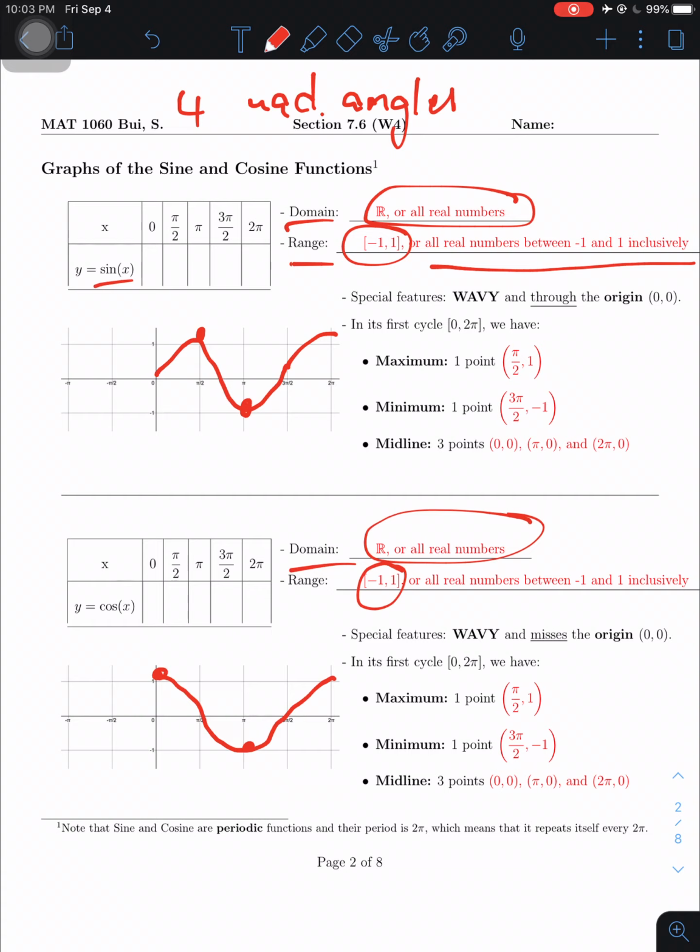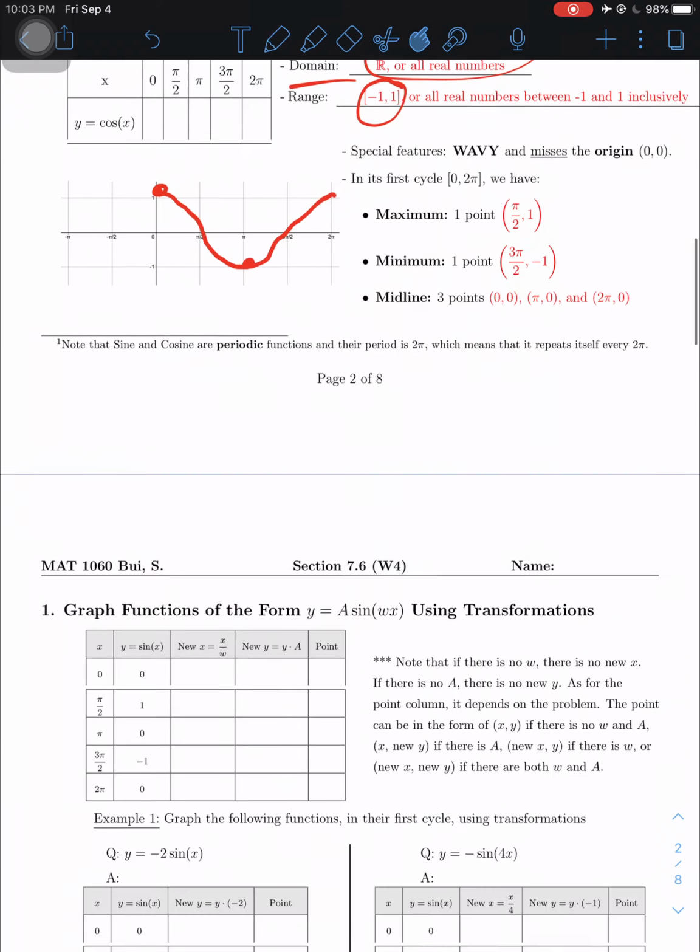But you cannot have 2, right? Because 2 is not between -1 and 1, right? You cannot have -5 because -5 is way out of the range of -1 and 1, okay? So everything for the range of sine and cosine must be in between -1 and 1 inclusively, okay? So that's some flavor about the graph of sine and cosine.